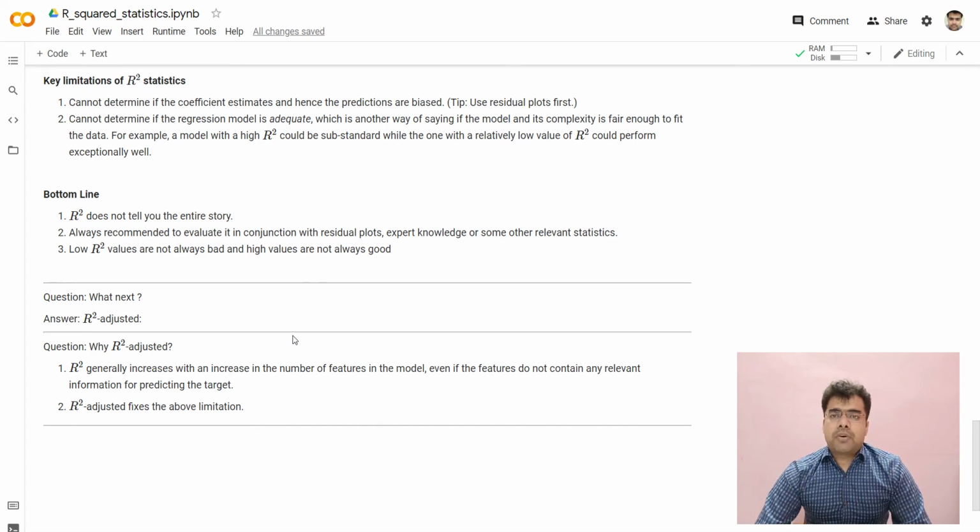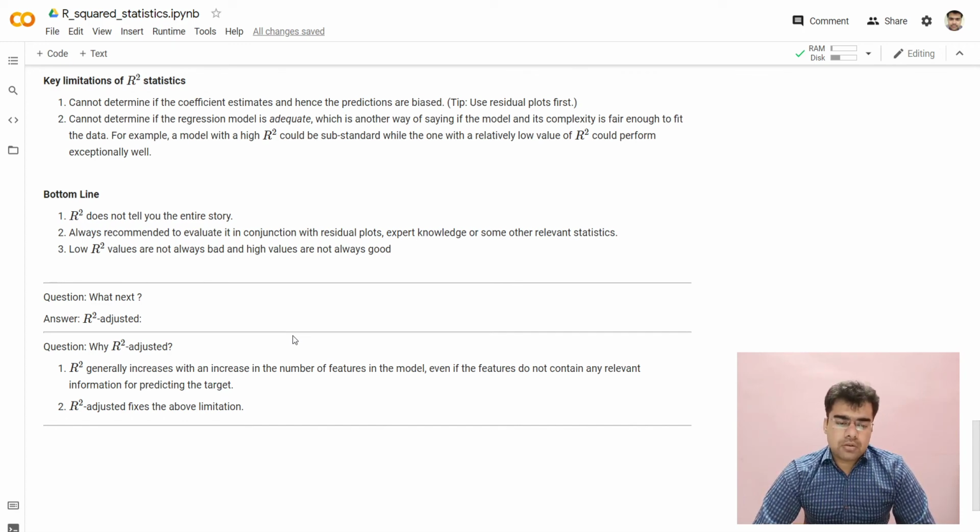Now, what could be the possible solution? One of the possible solutions that we have to mitigate these limitations of R squared statistics is something called R squared adjusted. Like R squared statistics, R square adjusted is also a metric which is used to quantify the performance of a regression model. My next video will be talking about this R square adjusted metric. As of now, I will be giving you some hints which led to the evolution of this particular metric.